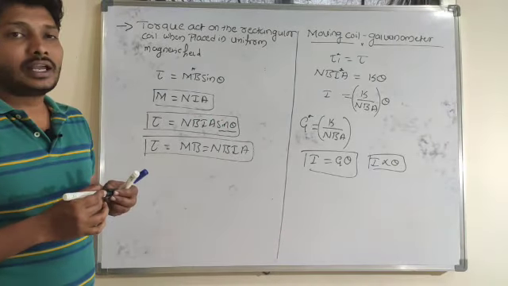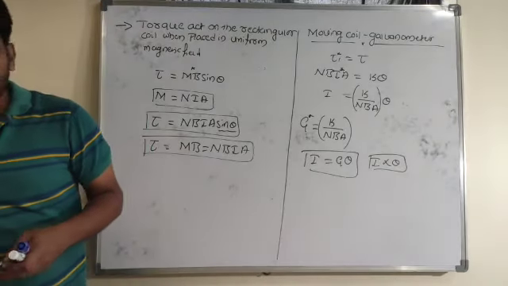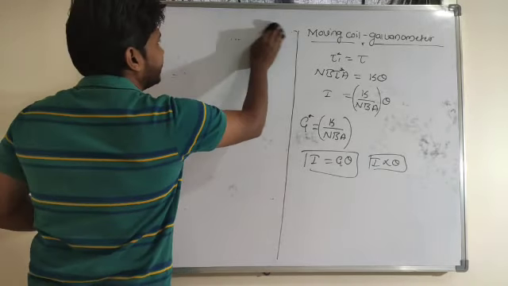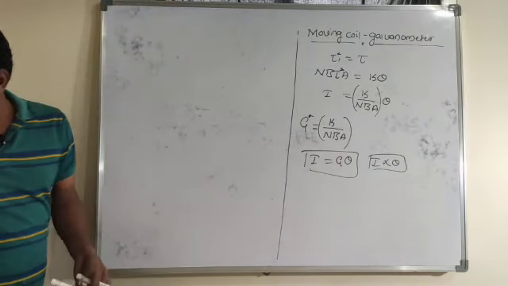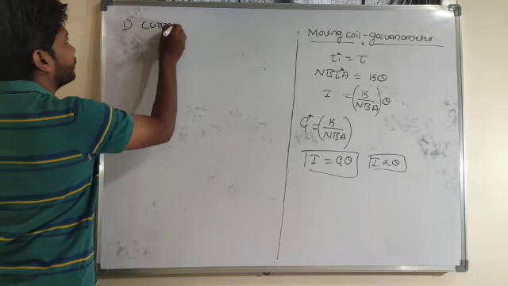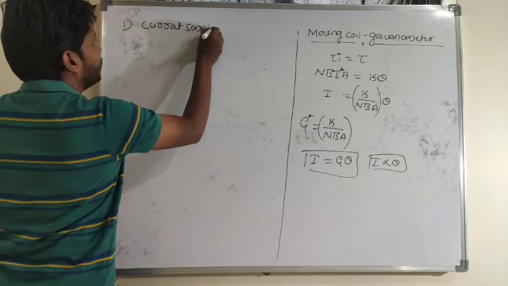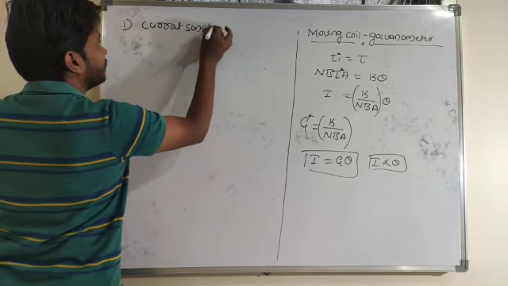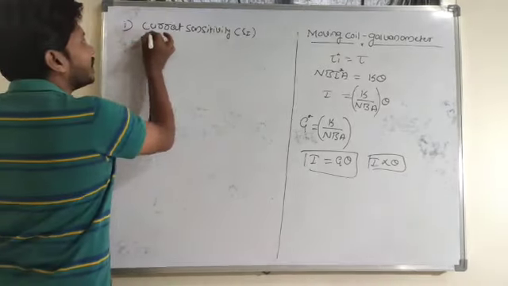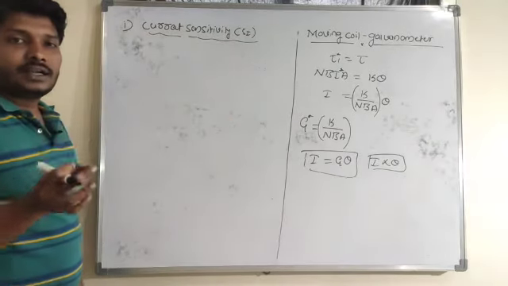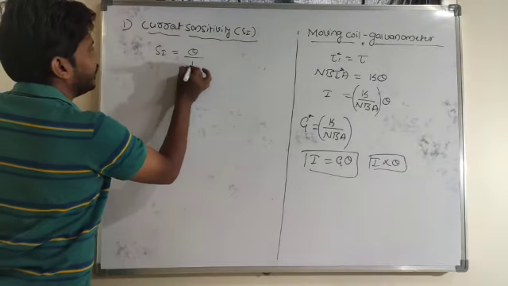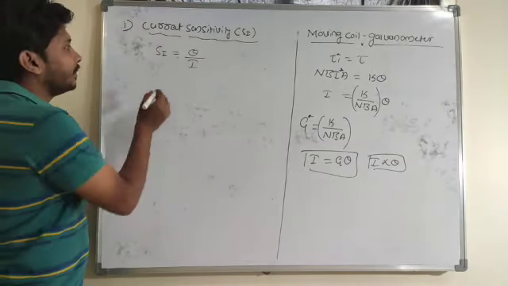From the moving coil galvanometer I would like to consider the terms current sensitivity and voltage sensitivity. I need to understand what current sensitivity is and what voltage sensitivity is. First, let me consider current sensitivity, let this be S of I. Current sensitivity is nothing but the deflection produced per unit current. So S of I is equal to theta divided by I, the deflection produced per unit current.